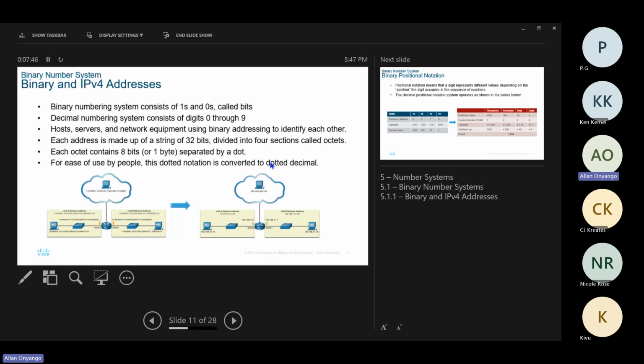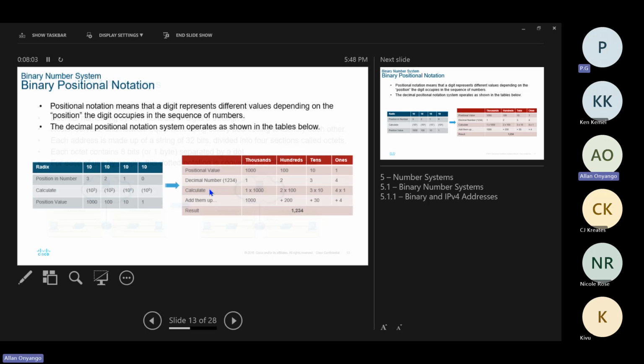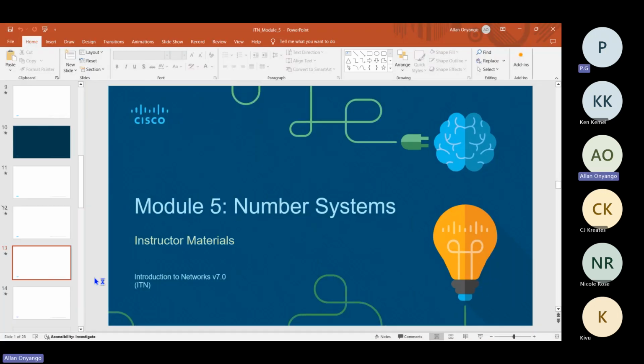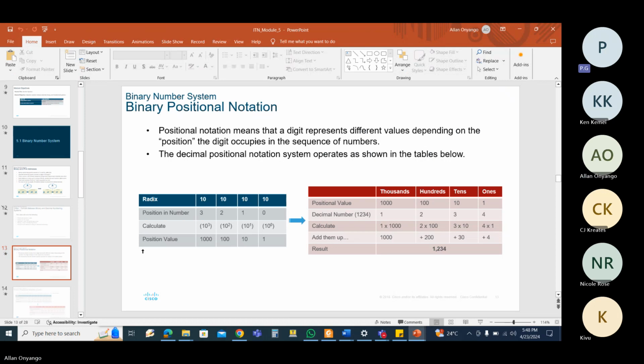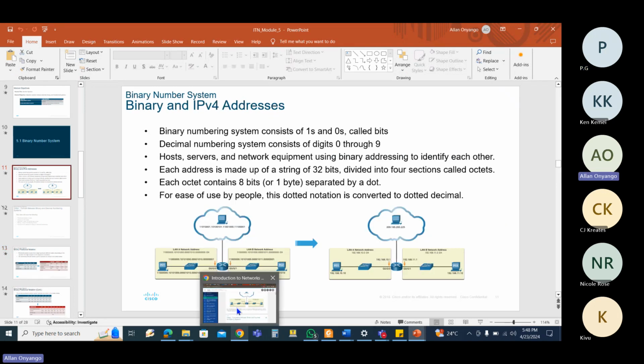Now, for ease of use by people, the binary notation is always converted to dotted decimals. And so what I want to show you right now is how we as humans see the addresses, and how the machines see those addresses.